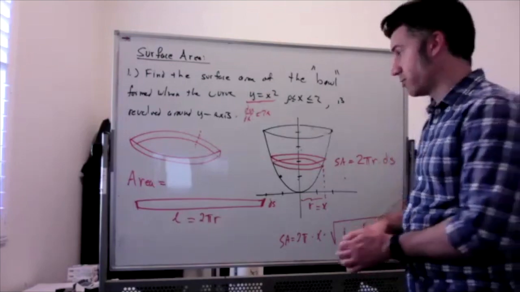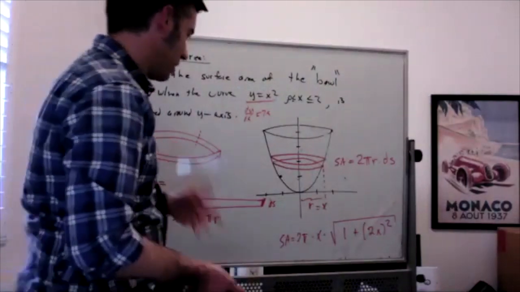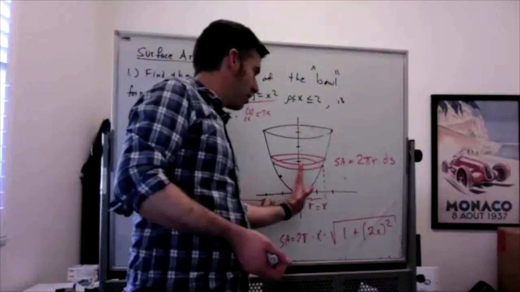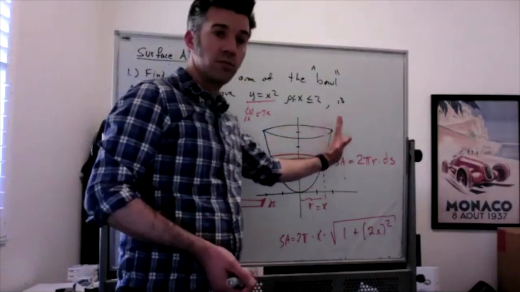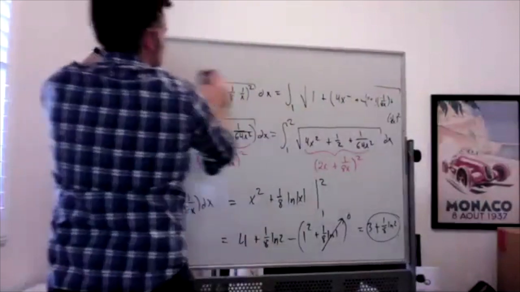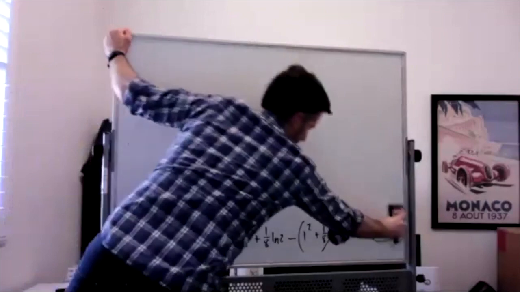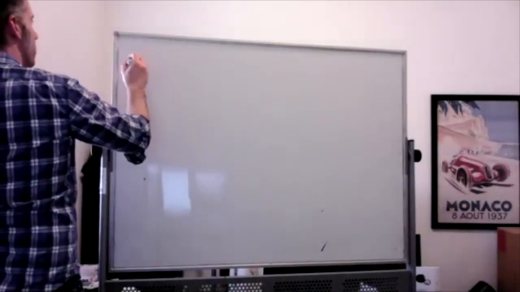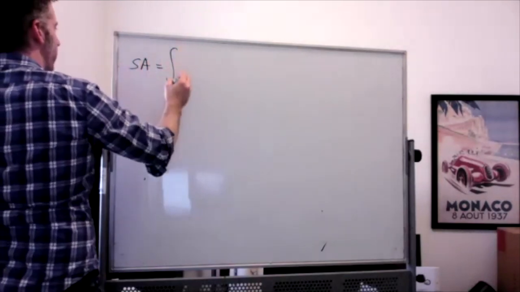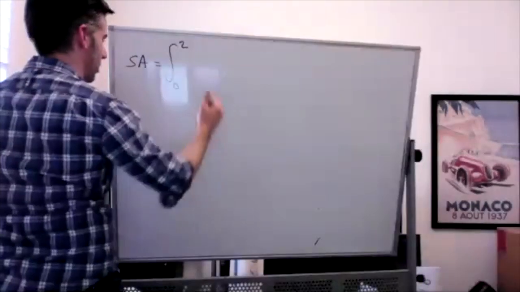Let's calculate it. Now we want to find the integral. The integral is going to be the integral of this from x equals 0 to x equals 2. So the surface area of that shape is going to be the integral from 0 to 2 of 2 pi x times the square root of 1 plus 4x squared.